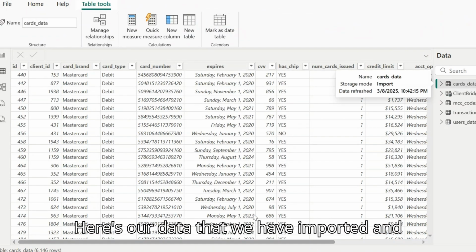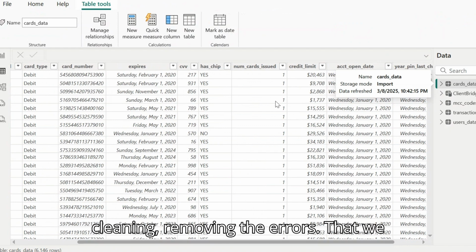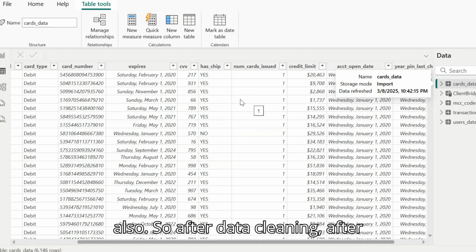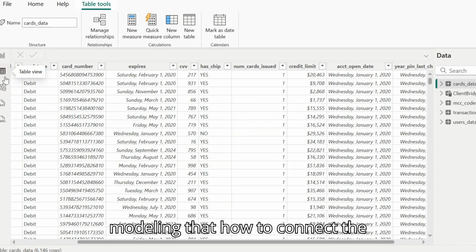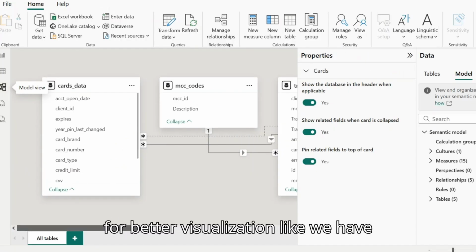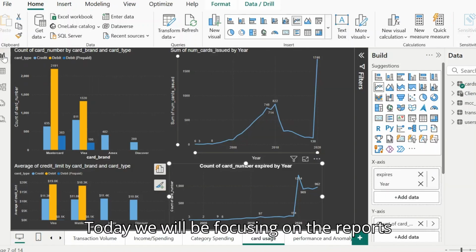Here's our data that we have imported, and we have transformed the data after data cleaning, removing the errors that we have seen in the previous video. I will share the link of the previous video also. So after data cleaning, transformation and modeling, we learned how to connect the different files within Power BI for better visualization. We have learned these in the previous lectures. Today we will be focusing on the reports.